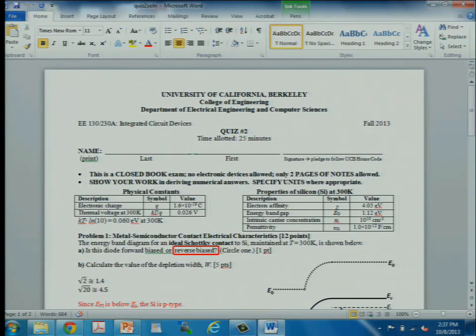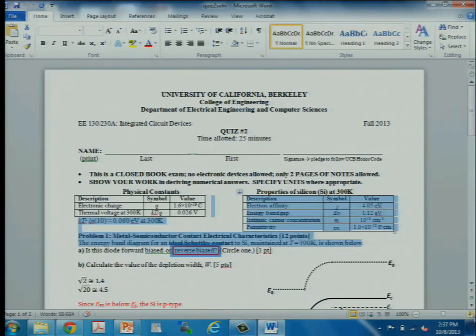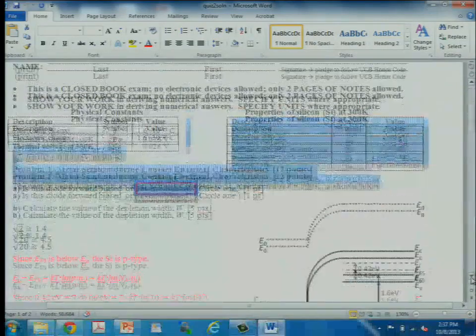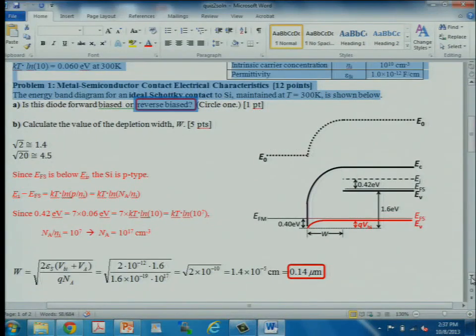All right, let's quickly go over the solution. So for the metal semiconductor contact, it was in reverse bias. First of all, you should notice that it's p-type because in the flat band portion, the Fermi level is closer to the valence band. So you should have recognized this p-type semiconductor material. So we're talking about majority carrier holes.